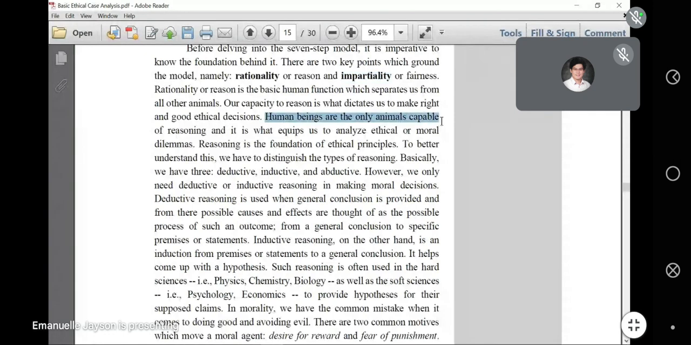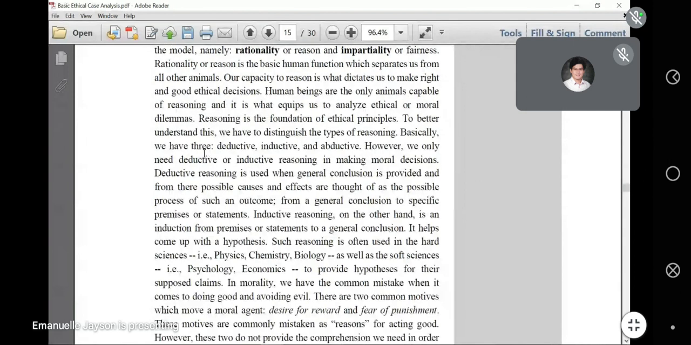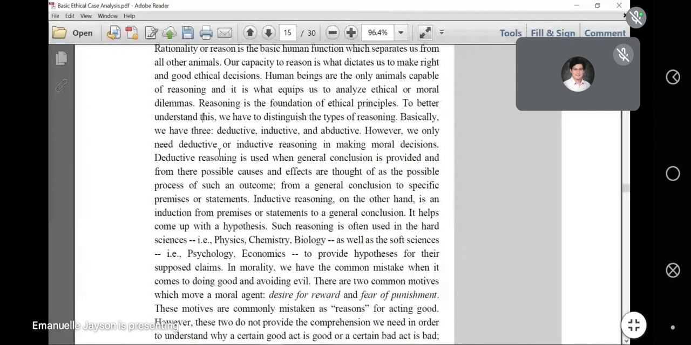Human beings are the only animals capable of reasoning, and it's what keeps us analyze ethical or moral dilemmas. Right? Reasoning, therefore, is the foundation of ethical principles. So, to better understand this, we have to distinguish the types of reasoning. Basically, we have three types of reasoning.